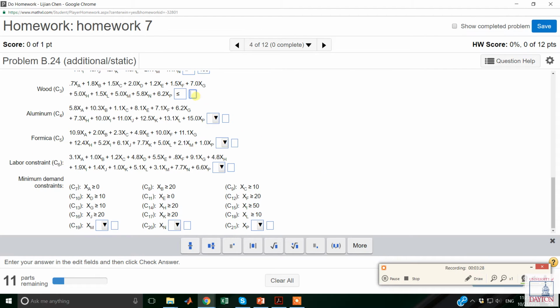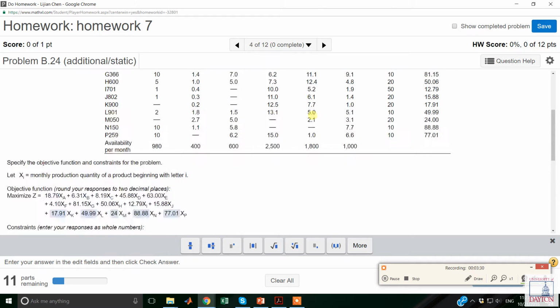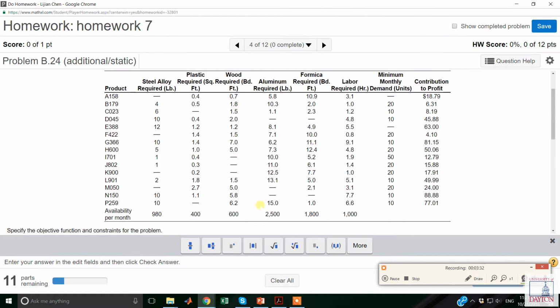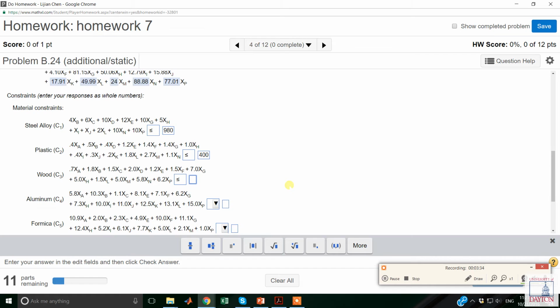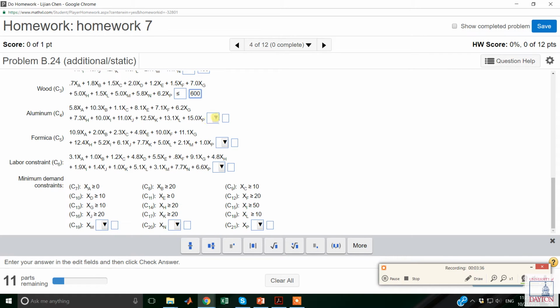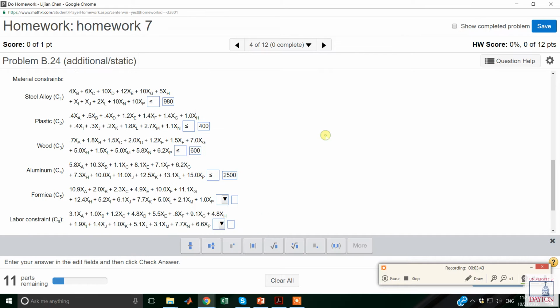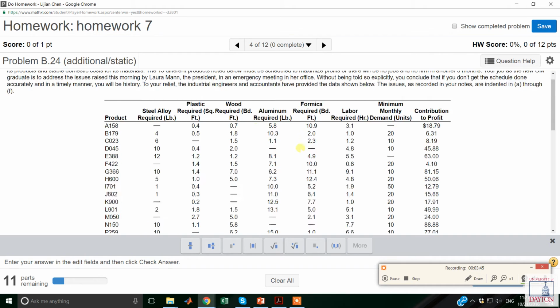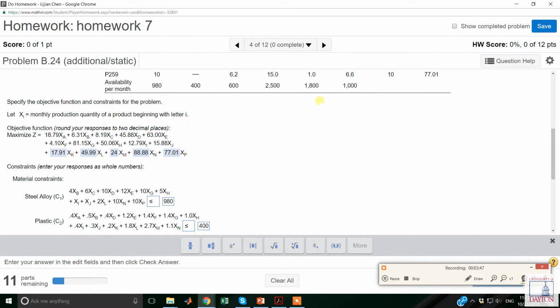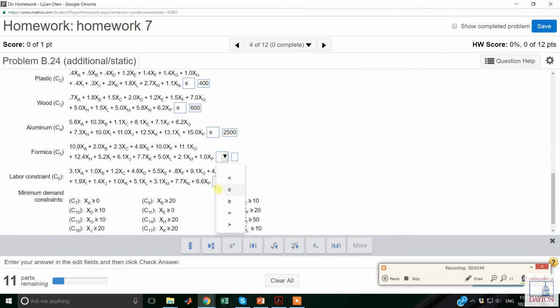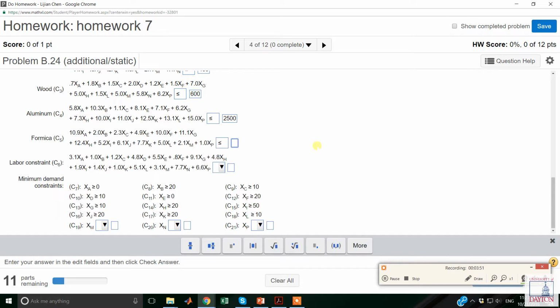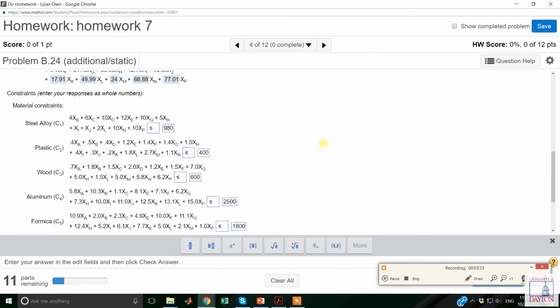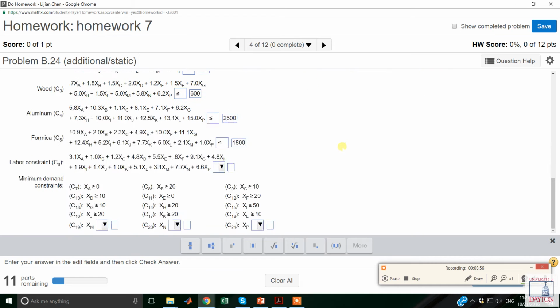The third one is what? Wood, right? What's the availability of the wood? 600. And then the next one is less than or equal to 2,500. Okay, so this is alum. Next one is 1,800 and 1,000. Just keep on going. So this is 1,800 and 1,000. The last one is 1,000. The last one is labor.